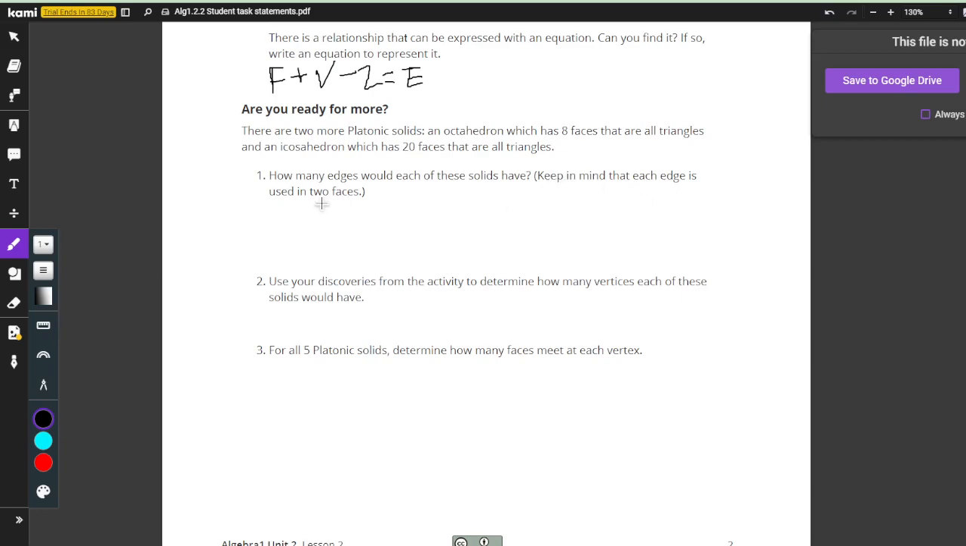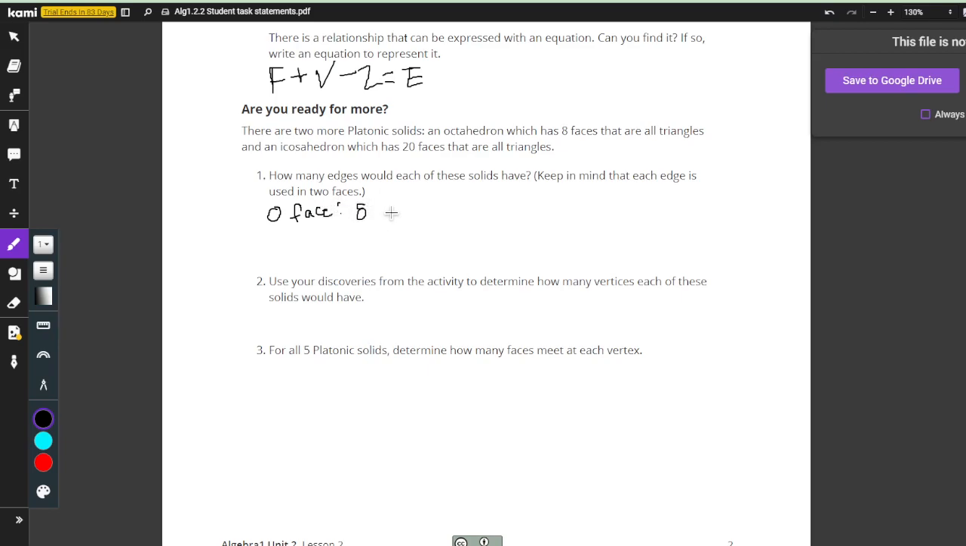Keep in mind that each edge is used in 2 faces, so I'll help you out. These are a little rough. I'm not sure what they're trying to get at here, but other than that, let me help you out with this. An octahedron has 8 faces, and the icosahedron, which I can't even pronounce, is 20 faces, so we know. Octahedron has 8 faces.